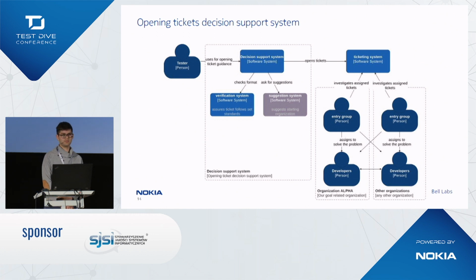The first one is for the verification process, so it can be used to check if the description, maybe the title of the ticket, is composed correctly, if it follows fault management standards. But the second one, the suggestion system, is more interesting in this presentation. What I mean by that is this subsystem can predict which entry group can be used as first assignment. Also, it suggests which tickets were described similarly to the description that the tester provides.